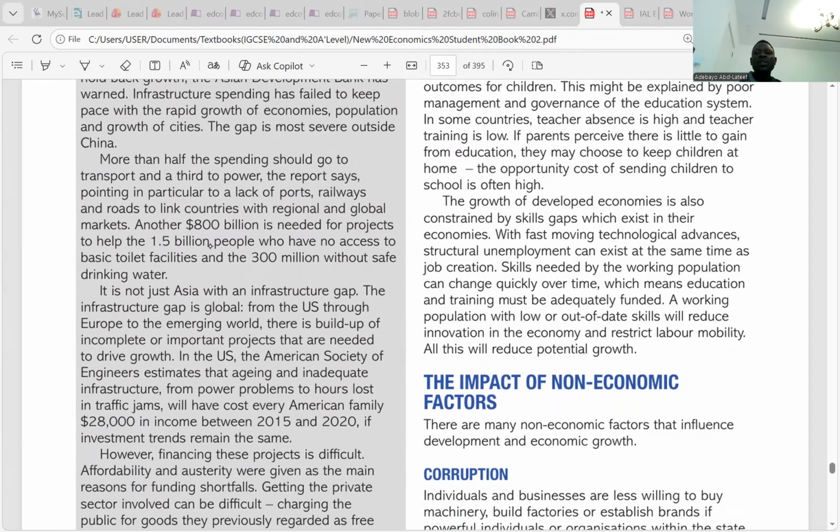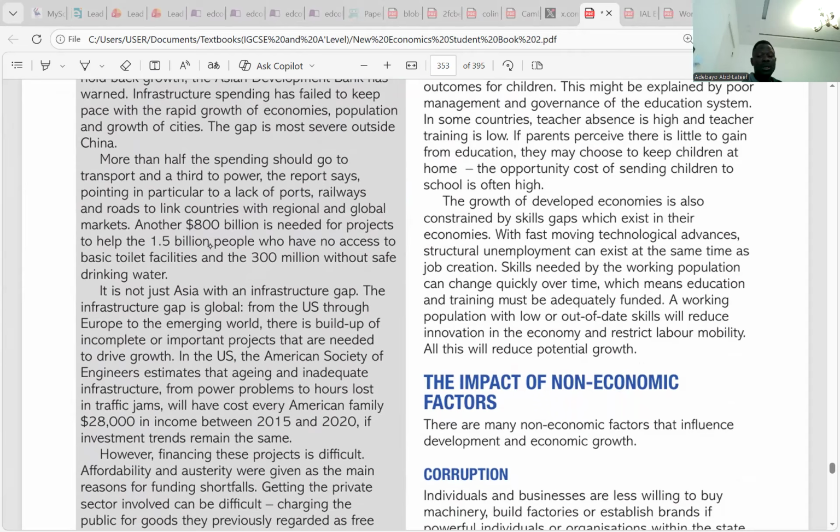The growth of developed economies is also constrained by the skills gap which exists in their economies. With fast-moving technological advances, structural unemployment can exist at the same time as job creation. Skills needed by the working population can change quickly over time, which means education and training must be adequately funded. A working population with low or out-of-date skills will reduce innovation in the economy and restrict labor mobility. All this will reduce potential growth.